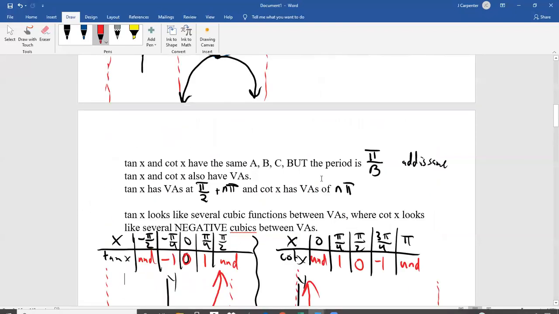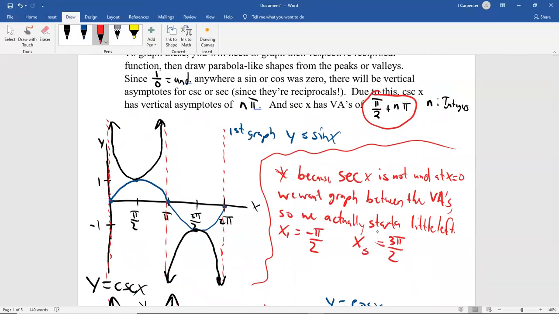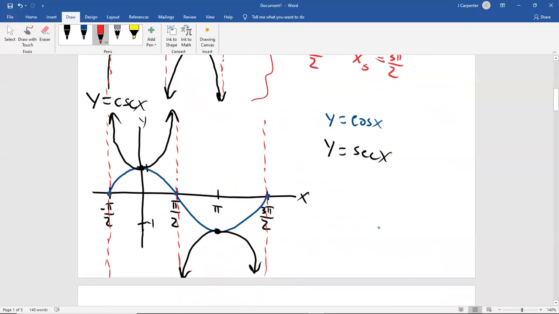Same thing for the secant versus the cosecant. Our starting area for cosecant was at 0, but it's cosecant, I'm sorry, for secant, the weirdest one in my opinion was this one.